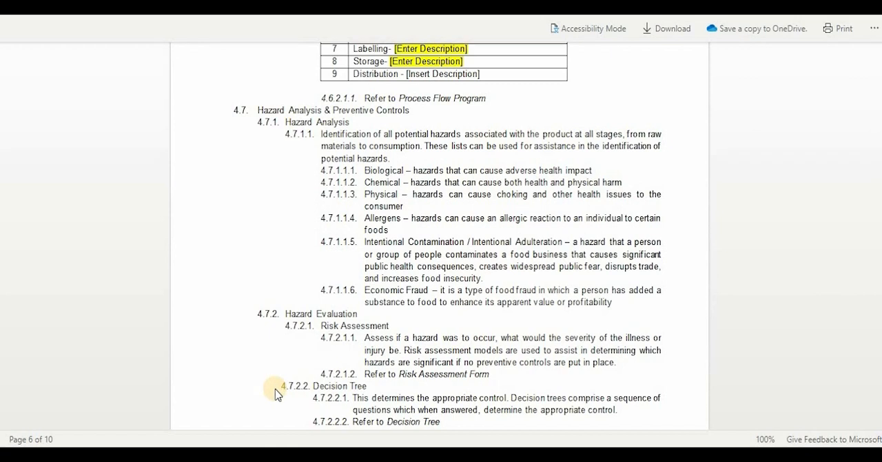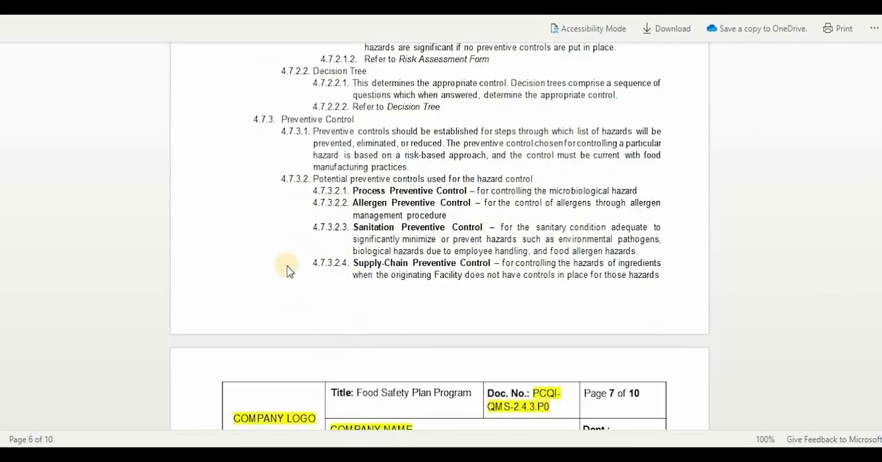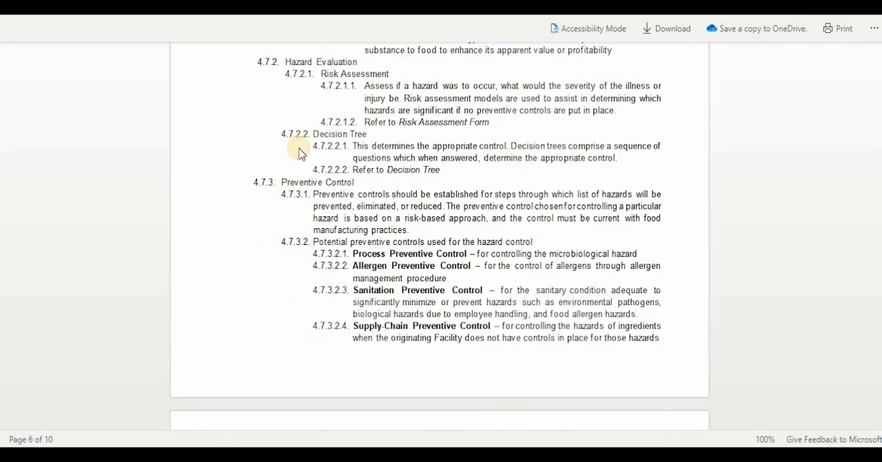And second is the decision tree. This determines the appropriate control. Decision trees comprise a sequence of questions which, when answered, determine the appropriate control, which you may refer to decision tree. Then, next to that is preventive control.